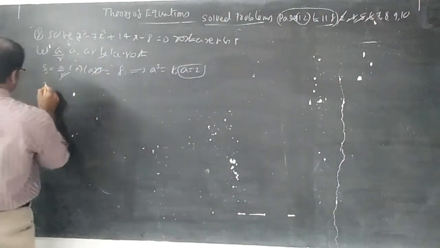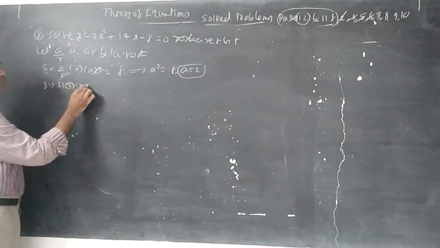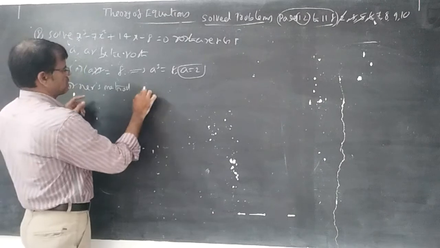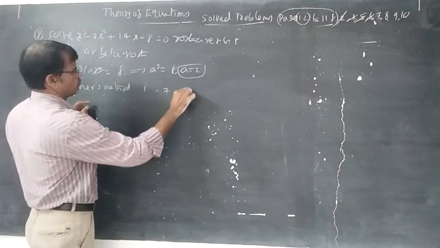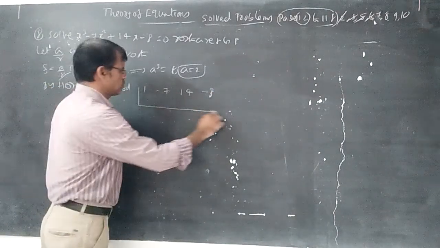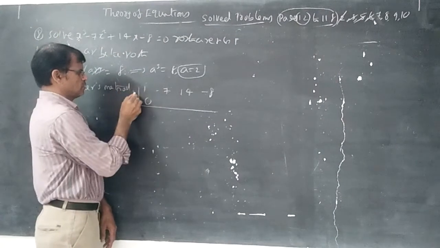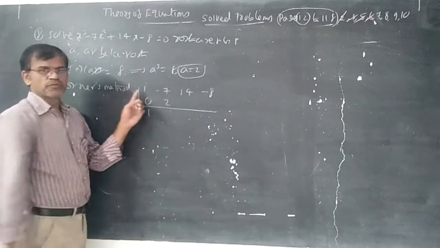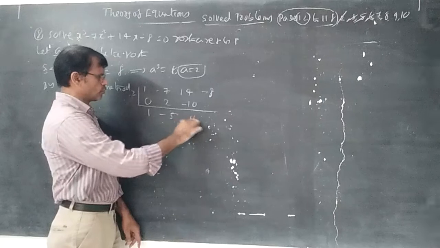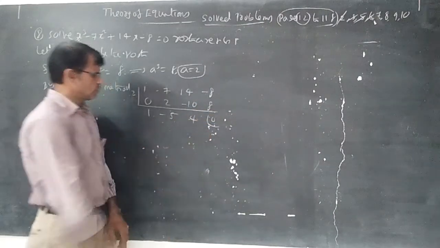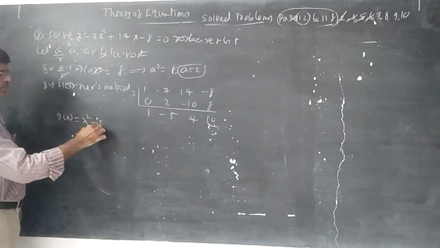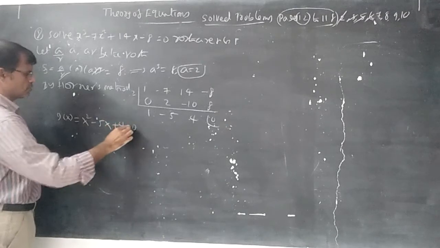Using synthetic division method, whenever 2 is a root, by this method we can get the quadratic equation. Here put 1 minus 7 14 minus 8 and put here 2. 1, this is 2, minus 7 plus 2 becomes minus 5, this is minus 10, this is 4, 4 to the 8, this is 0. So let us write g of x. g of x is equal to x square minus 5x plus 4 equal to 0.